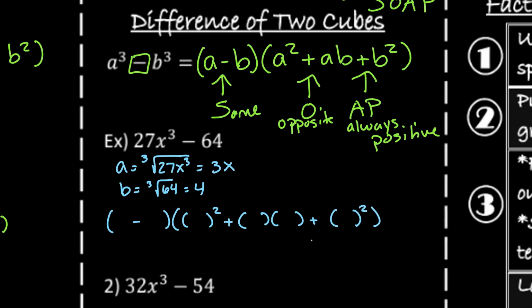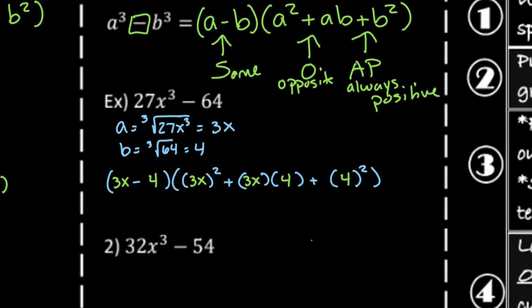Okay, so first it's a, which is 3x, minus b, which is 4, times 3x squared plus 3x times 4 plus 4 squared. So how can this be simplified a little bit?